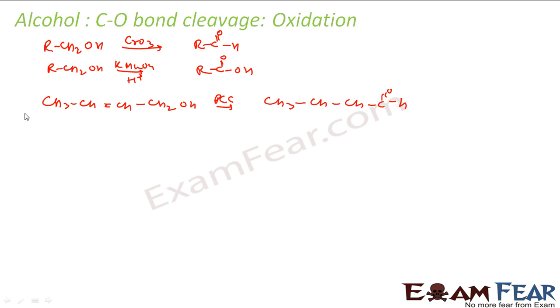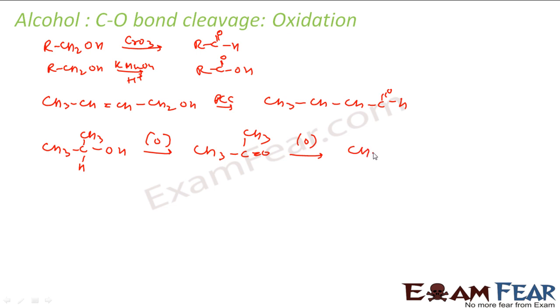Correct. Let's take one secondary alcohol oxidation. So I have CH3, CHOH, CH3. I oxidize it. I get ketone here. This will become ketone, and there will be H here actually. And then I'll further oxidize it. What I'll get is CH3COOH and HCOOH. That's what we'll get.